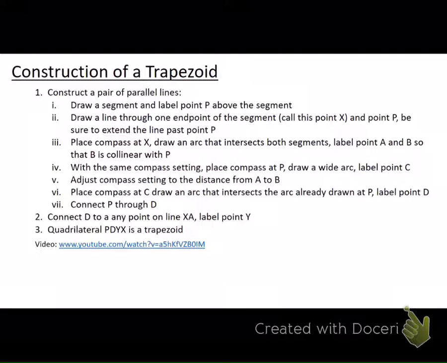Okay, so it says draw a line through one of the endpoints of the segment, and we'll call this point X, and point P, and be sure to extend the line past point P. So I'm going to draw a line segment that connects those two points, but I'm going to make sure to go past my line segment. It's good to go past it a lot.